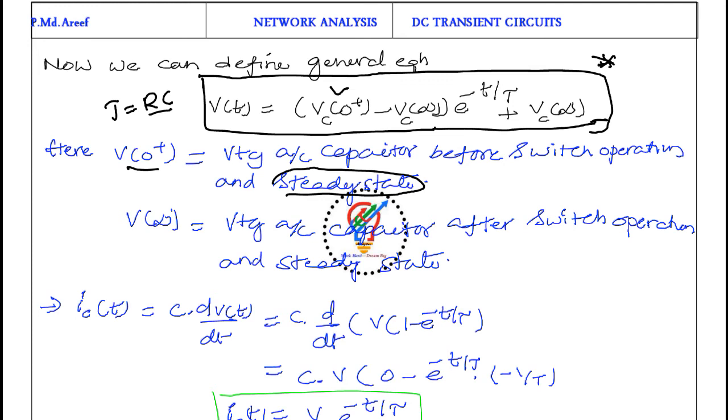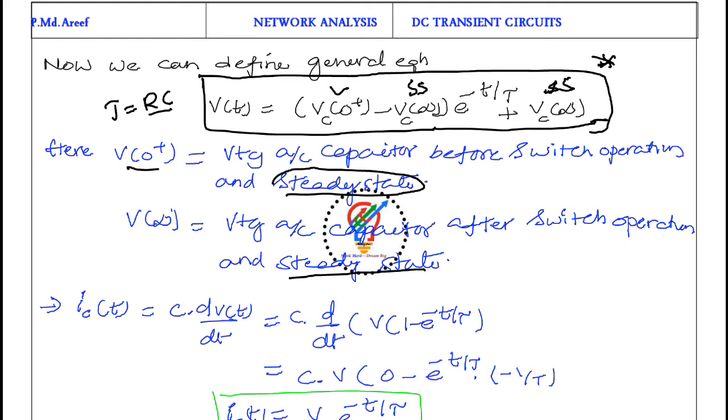Similarly, V of infinity is the voltage across the capacitor after switch operation and steady state. So this one is also a steady state value. Okay, so these two are the steady state values here.